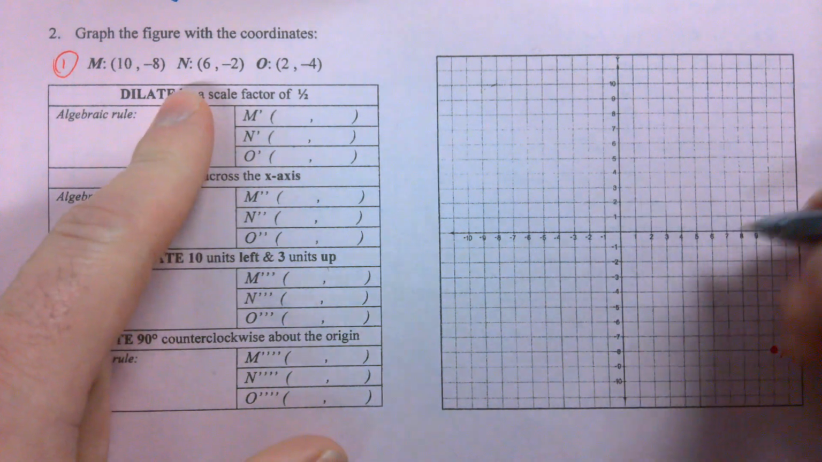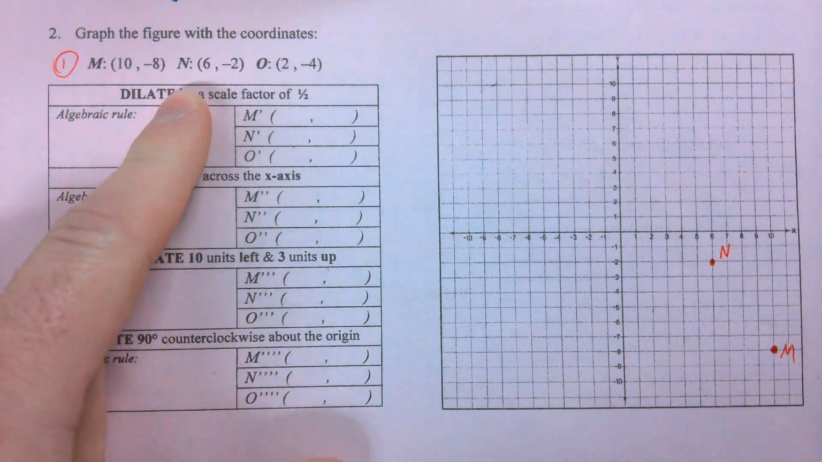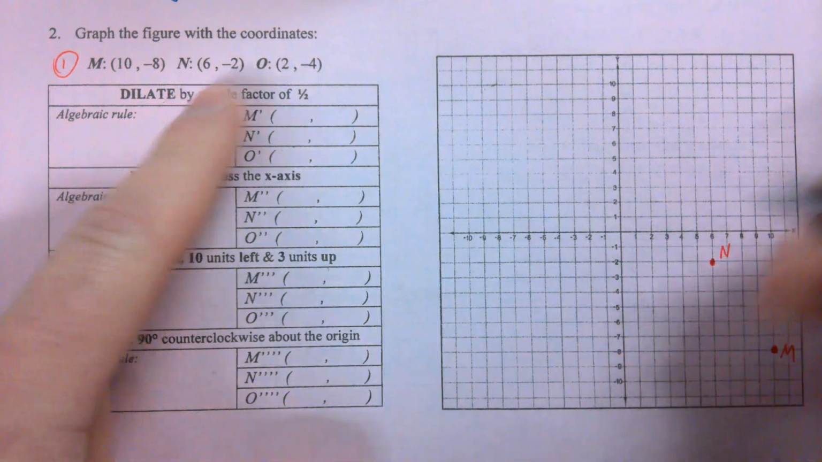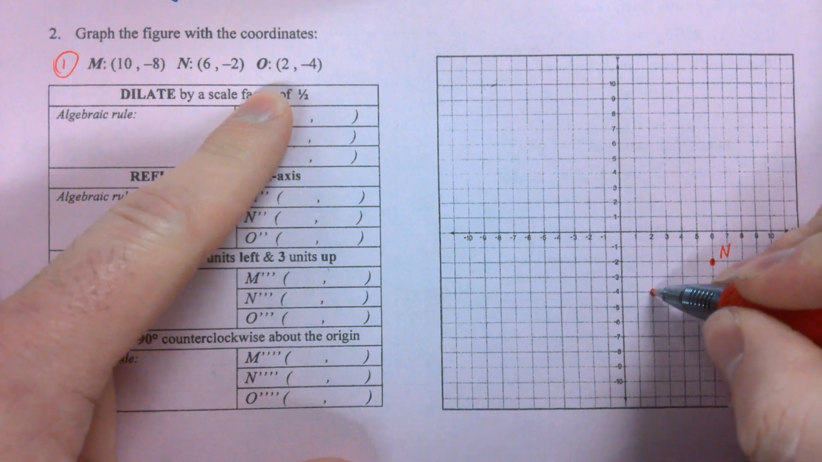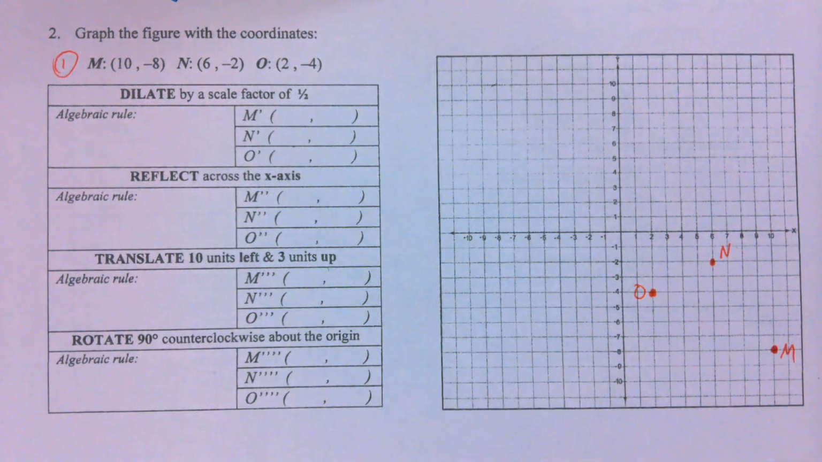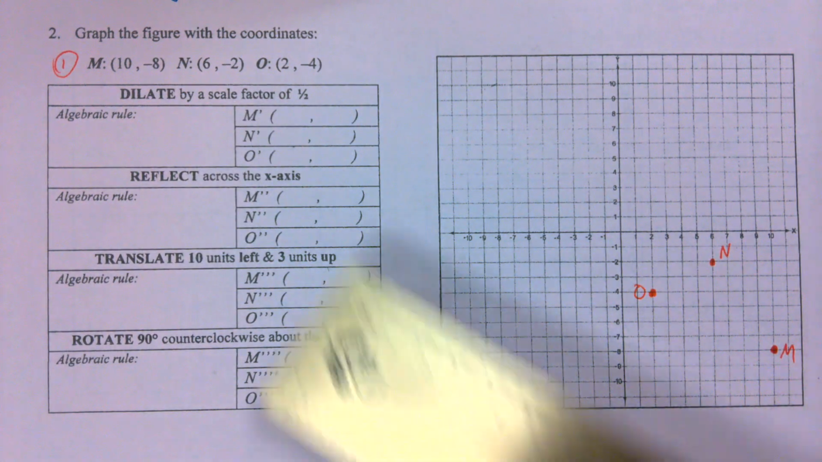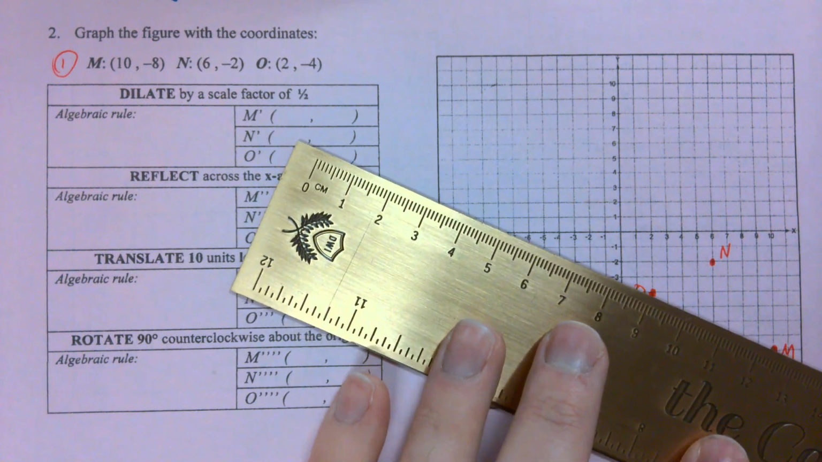N is at 6, negative 2, right there. And O is at, what, 1, negative 2? No, 2, negative 4. There's point O. Making sure that I'm using my ruler to get nice straight lines.